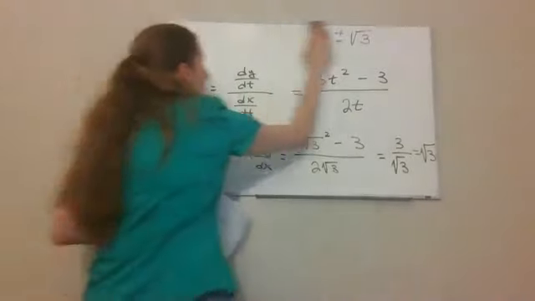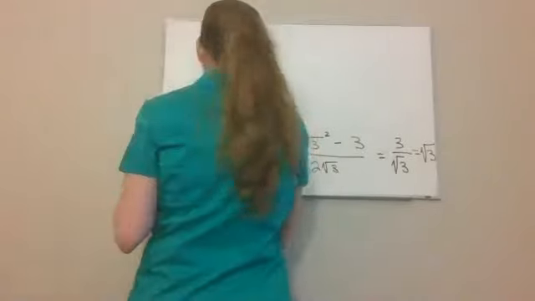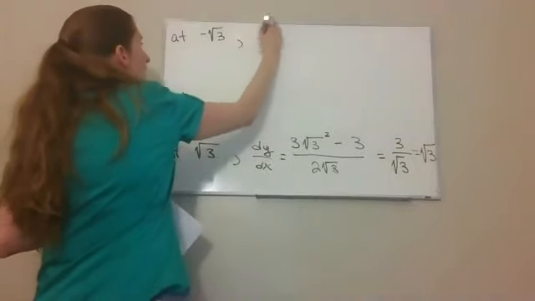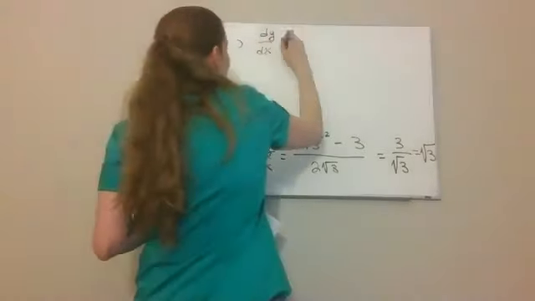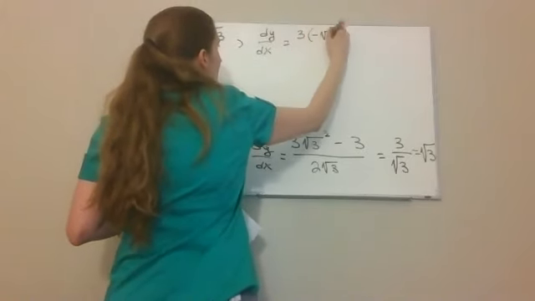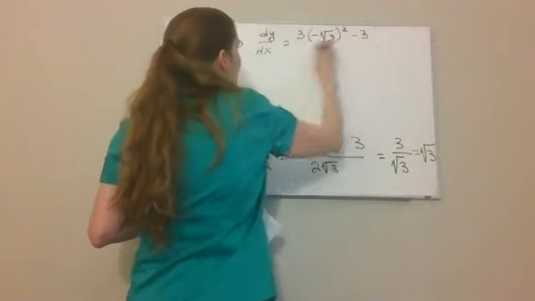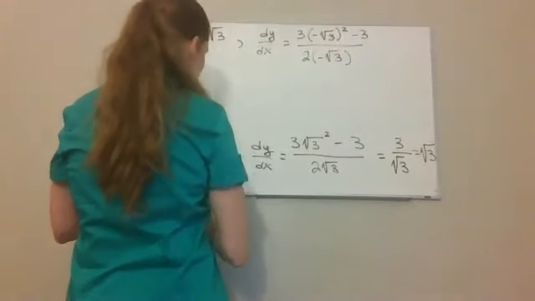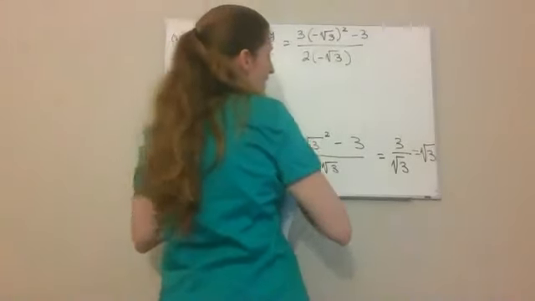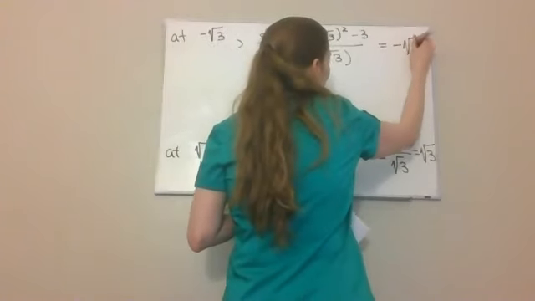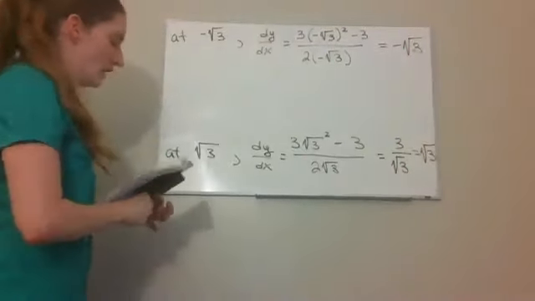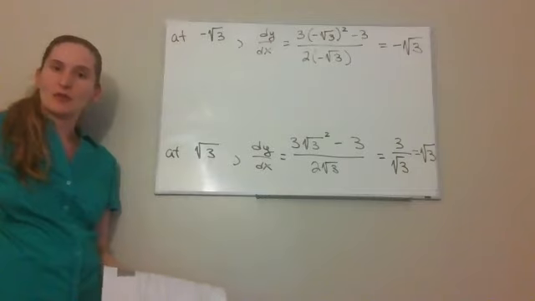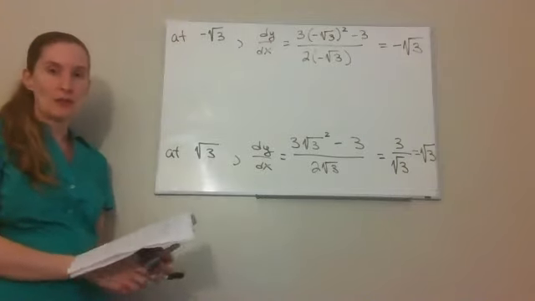At negative square root 3, the slope of the tangent line is 3 times negative root 3 squared minus 3 all over 2 times negative root 3. And this simplifies just about the same, except we're going to have a negative in the denominator, so I get negative root 3 for my slope of the tangent line. So now I have two different slopes of tangent lines. One of them is positive root 3, the other is negative root 3. Both occur at that same point, (3, 0).